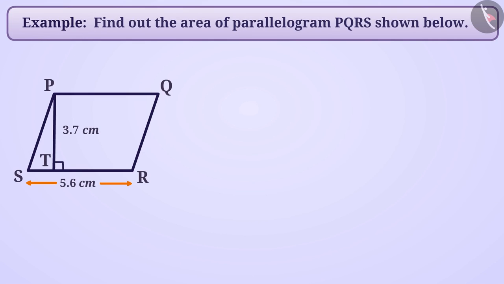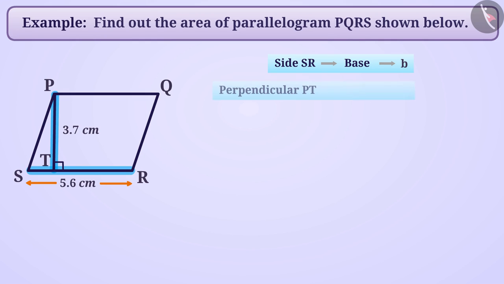In the given parallelogram PQRS, perpendicular PT is drawn from the opposite vertex P on side SR. Therefore, here we consider side SR as base. The perpendicular drawn on the base from the opposite vertex is called the height of the parallelogram. Therefore, perpendicular PT is the height of parallelogram PQRS.